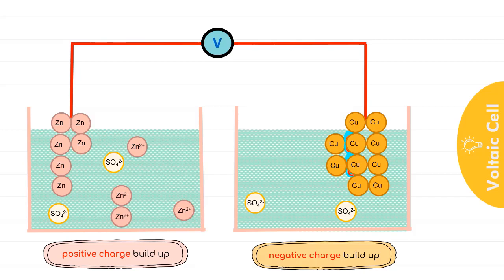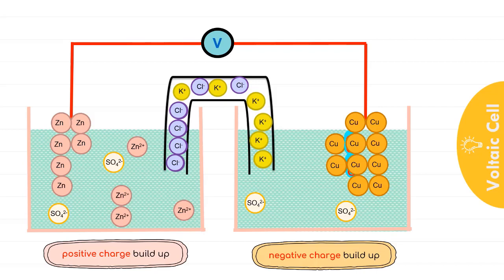So that is where the salt bridge comes in. A salt bridge is a tube shaped like an upside down U that is filled with salt. Let's say we use KCl solution. At the end of the bridge, we've got a cotton plug that prevents the solutions from just pouring out into the half cell.